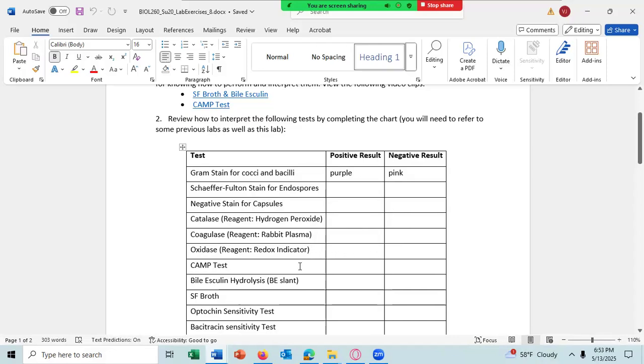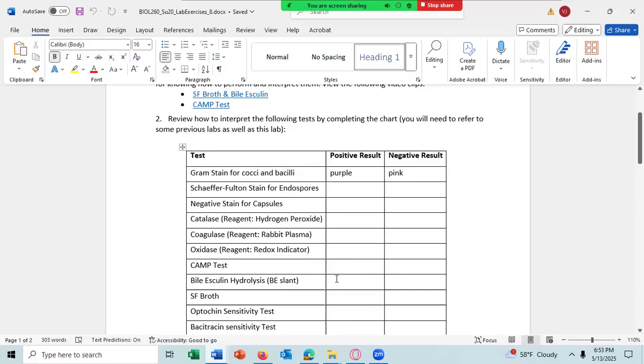In this lab, we have the CAMP test. Tell me what the positive result is. And you can say enhanced beta hemolysis or just enhanced hemolysis. Just remember that all the organisms used in the CAMP test show beta hemolysis. So it has to be enhanced beta hemolysis. And the negative result, no enhanced hemolysis.